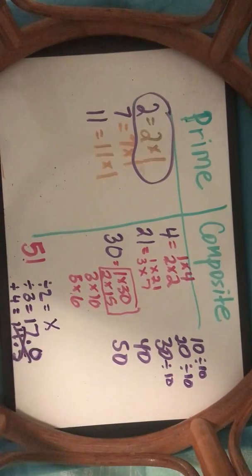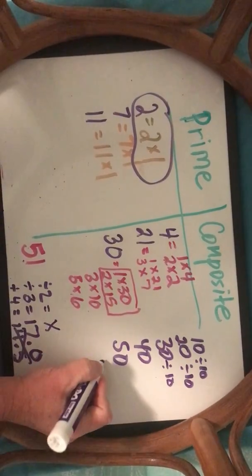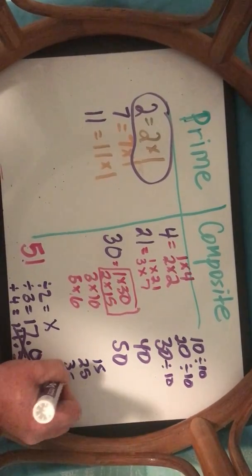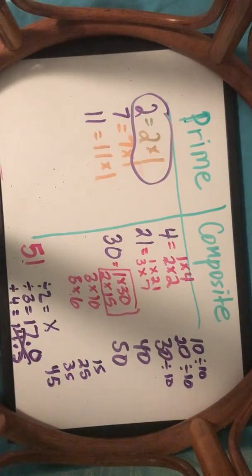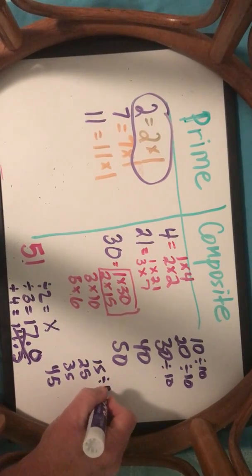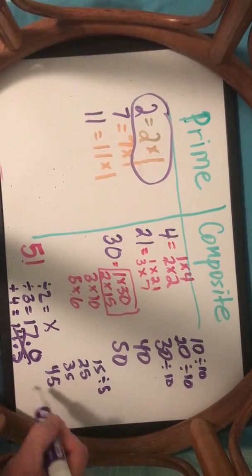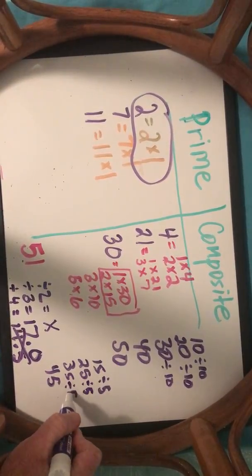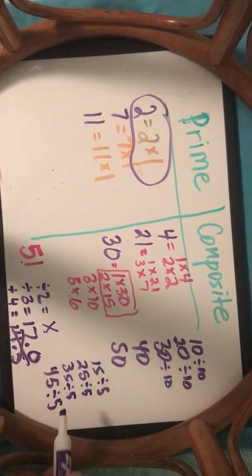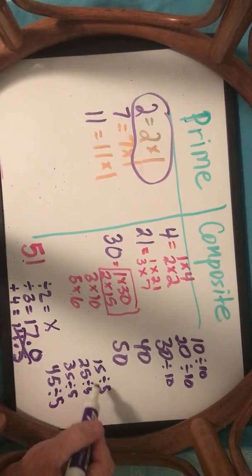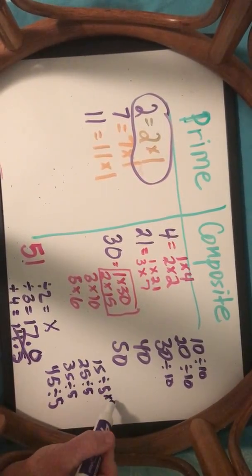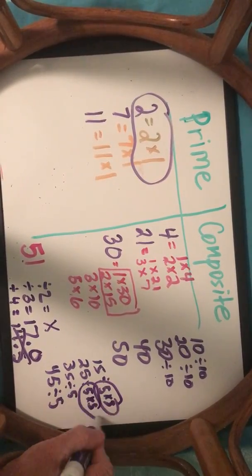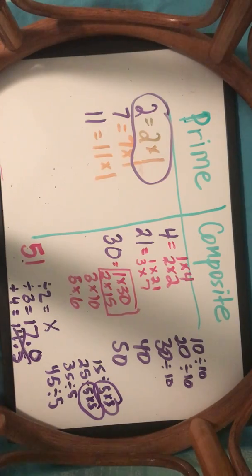Speaking of 5s, any number that ends in a 5, 15, 25, 35, 45, they all can be divided by what? They can be all divided by 5. If you count by 5s, you're going to land on these numbers. So that makes all of these numbers composite, because you can divide by 5. 15 would be 5 times 3. 25 would be 5 times 5. Okay, the factors. So those would be composite.